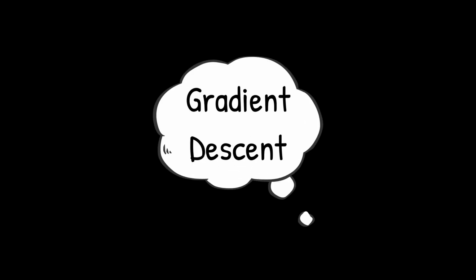In this video, we'll be talking about gradient descent, the key optimization algorithm used in machine learning. By the end of this video, you'll understand the basics of gradient descent and how it works. Let's dive in.